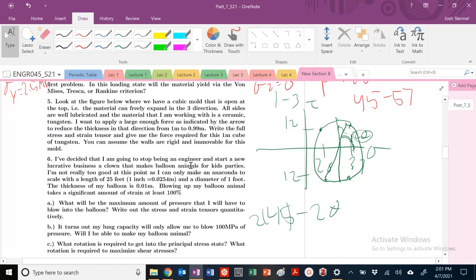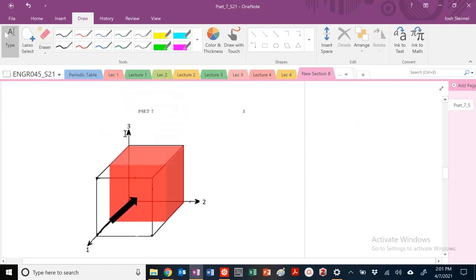All right, so let's look at the figure below where we have essentially a cubic mold. It's open at the top and the bottom, and so it can expand freely in 3 directions. I'm working with a ceramic that's tungsten. I want to apply a large enough force to reduce the thickness in that direction from 1 meter to 0.99. Write the full stress and strain tensor. Give me the force required for this 1 meter cube. You can assume that the walls are rigid and immovable for this mold. And additionally, we said that we're well lubricated.